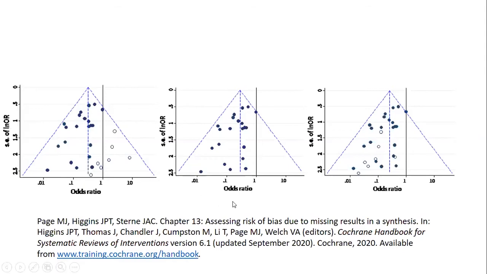As I said, it's not a very accurate test, and it only works when you have a lot of studies. But it is useful sometimes to have an indication of whether there is a probability of publication bias in the literature or not.